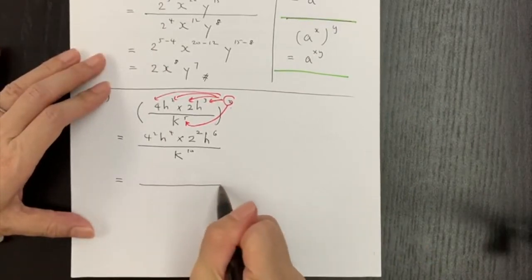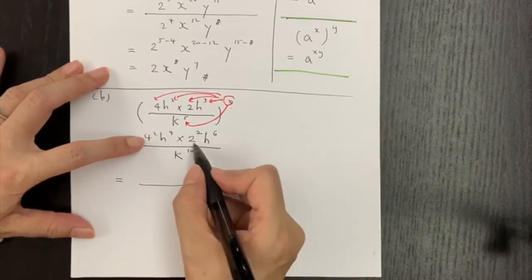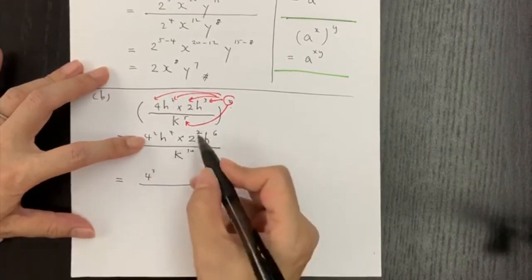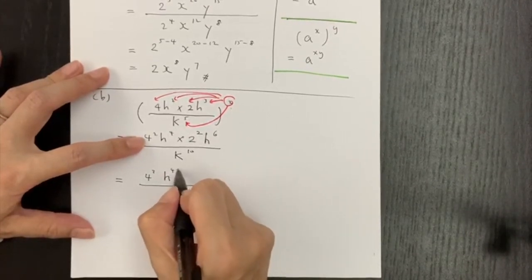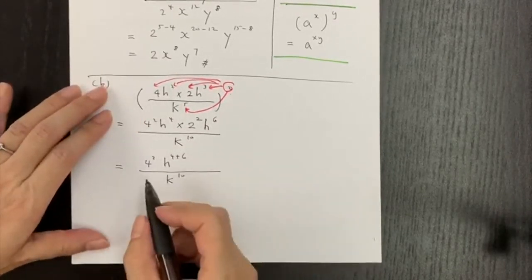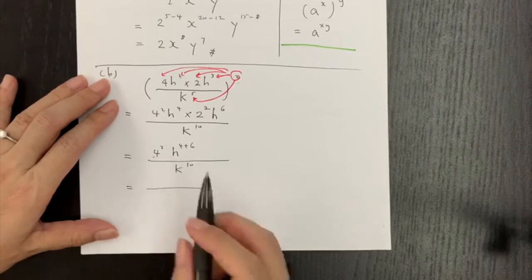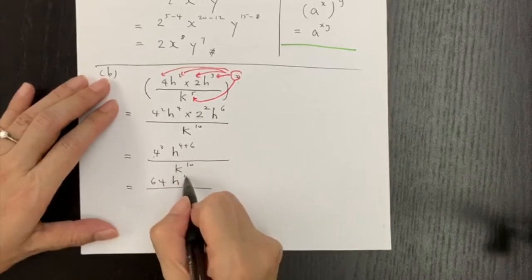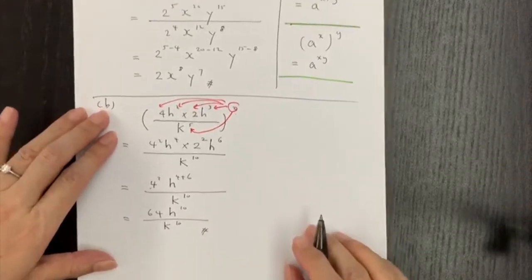So what's next? I can do simplification for this 4 squared and this one, actually this is 4 times 4, so that is 4 to the power 3, because here is another 4. So actually that is h to the power 4 plus 6, and then here I have k to the power 10. So what is the final answer? You can use a calculator to get 4 times 4, 16 times 4, that would be 64. And then h, 4 plus 6 is 10. And at the bottom, I have k to the power 10. All right, so this is it.